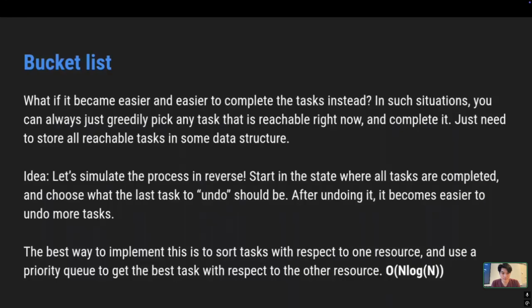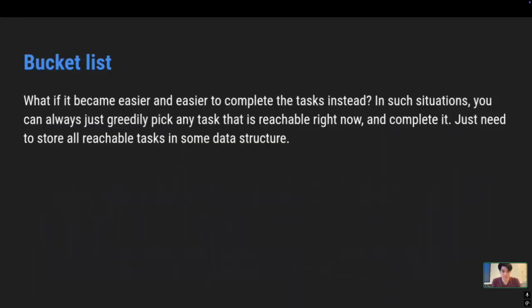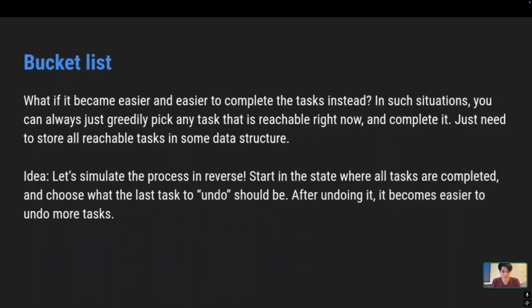So yeah, that's the problem Bucket List. I think, yeah, going in reverse is really the main idea here.